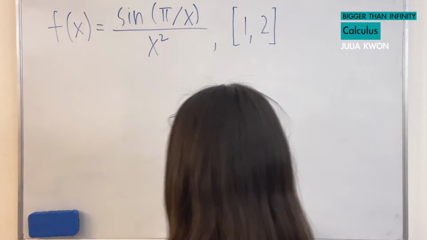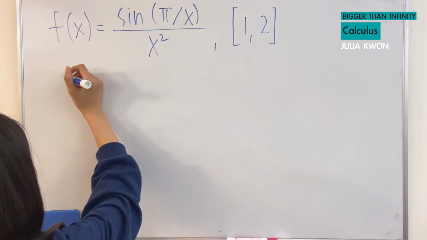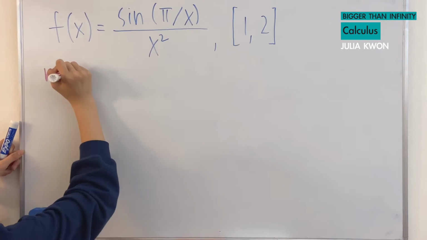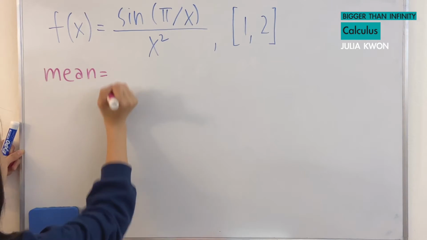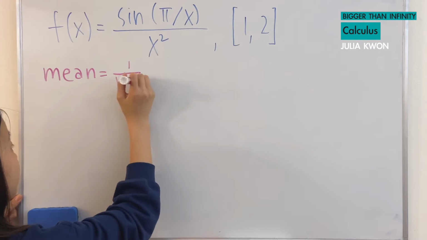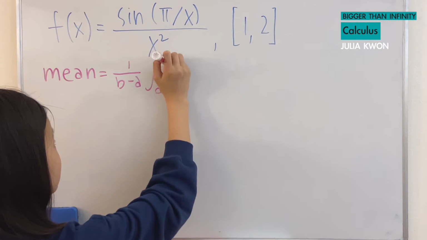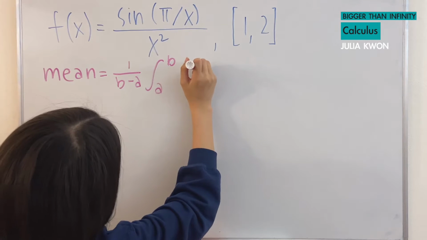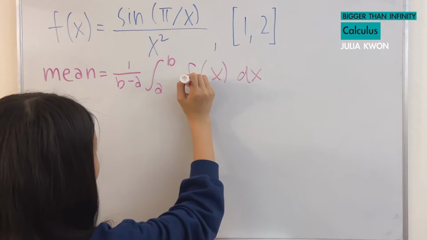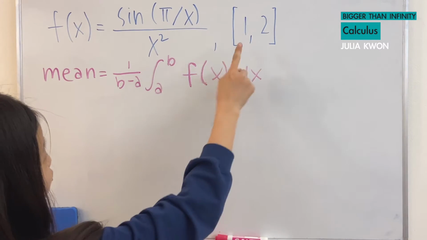Okay, so what you need to know about solving for the average value of a function is that the average value, which is the mean, is equal to 1 divided by b minus a, times the integral from a to b of the function f(x) dx. And in this case, b would be 2 and a would be 1.